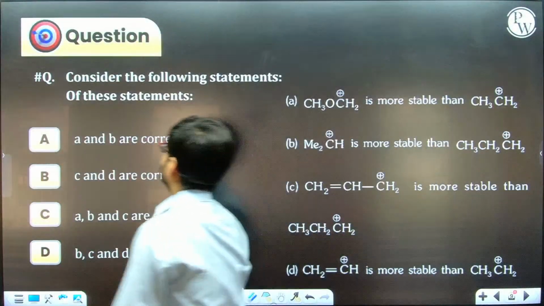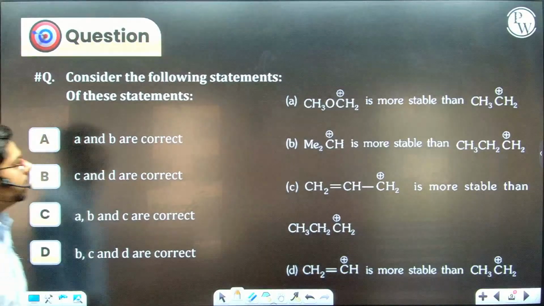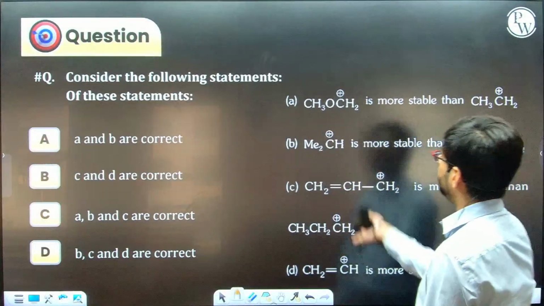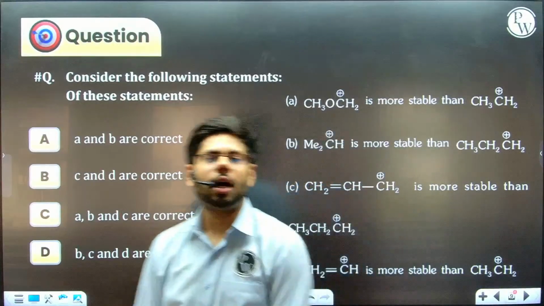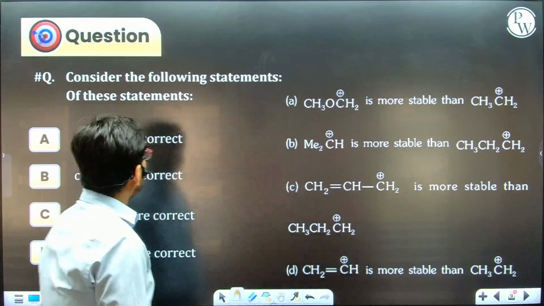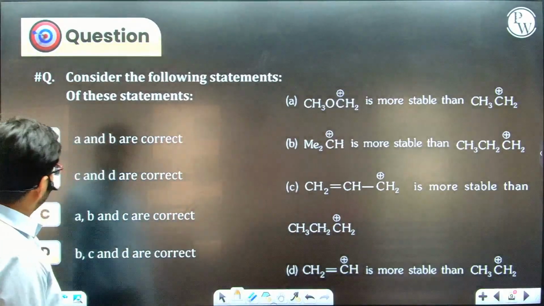Okay, first question. Consider the following statements. This question is based on carbocations. Carbon carries a plus charge. As I said, carbocations are very common. We come across carbocations so many times. Now these are the options.